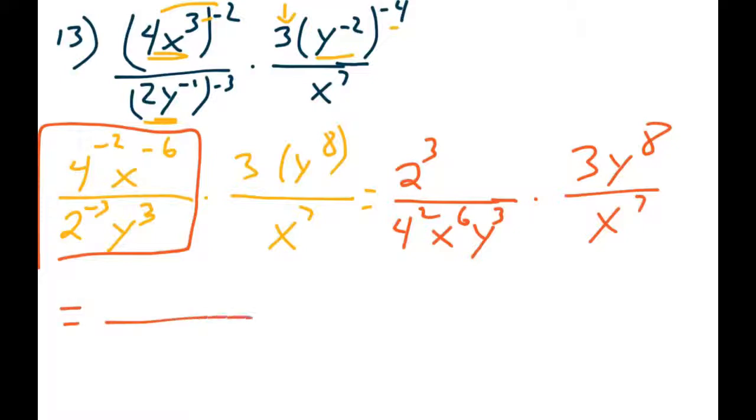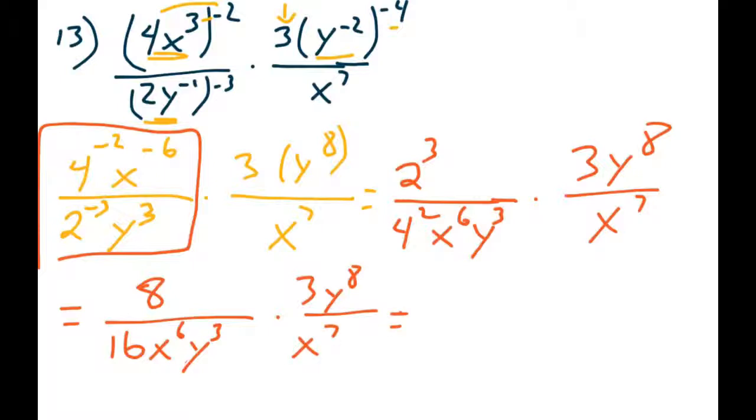Let's come over here. 2 to the third is 8. 4 squared is 16. And then just x to the 6th, y to the third. And then over here, just keep it 3y to the 8th for now, x to the 7th.